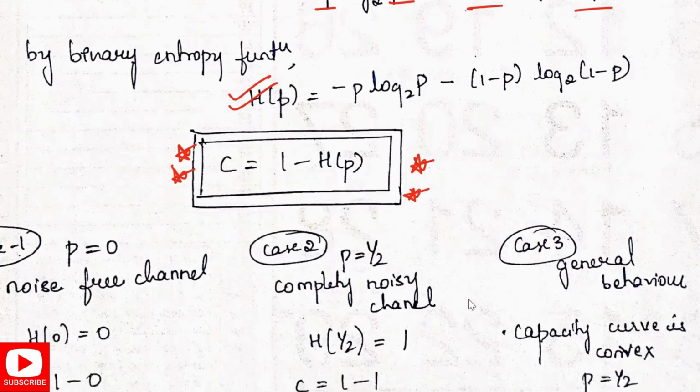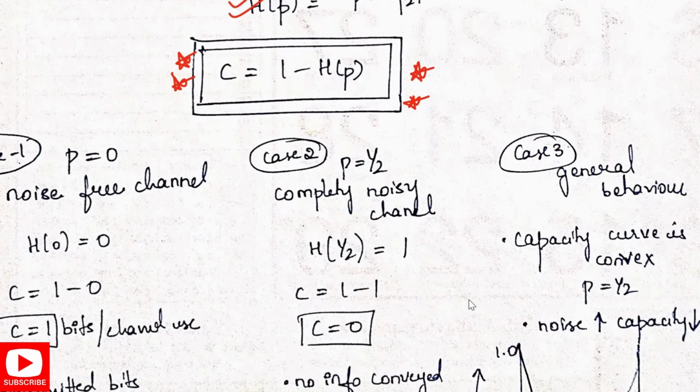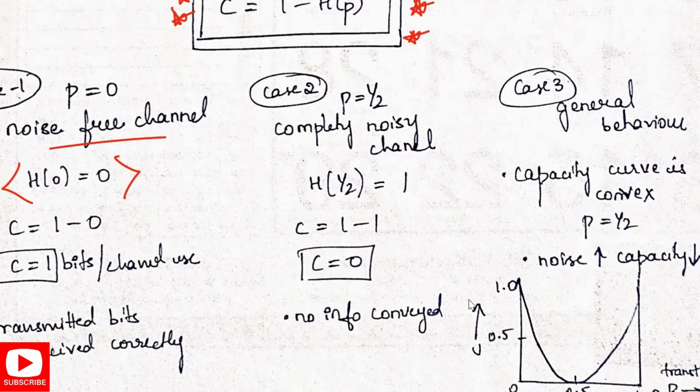In case P is 0, it becomes noise free, because H of 0 is 0. C is equal to 1 minus 0, and C will become 1. So you can say here the transmitted bits are received correctly. This is the best case. Next, case 2, here P is equal to 1 by 2. This is a completely noisy channel. H of 1 by 2 is 1, so C is equal to 1 minus 1, which is 0. So here no information will be conveyed. This is the worst case.